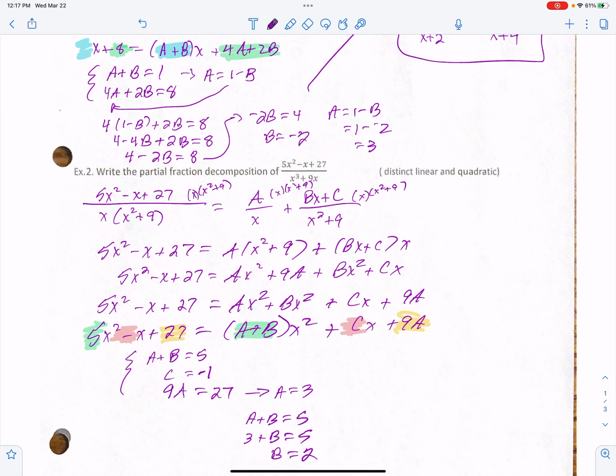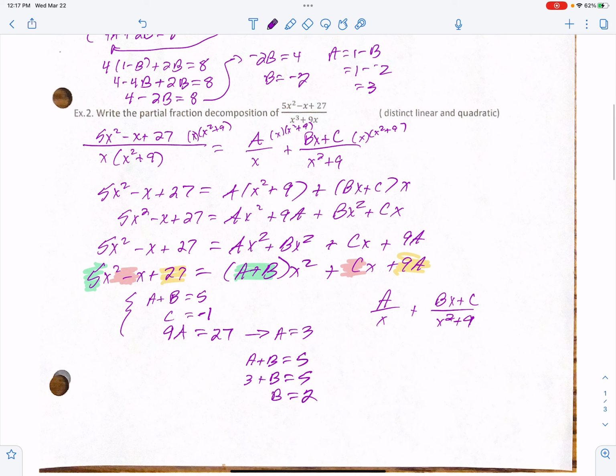Now you have to finish this up by replacing A, B, and C into the equation. You don't get to just state A, B, and C like we did on the last assignment because it wasn't set up in advance, so we could have different setups. So you have to actually write 3 over x plus (2x minus 1) all over x squared plus 9. And that is your answer.